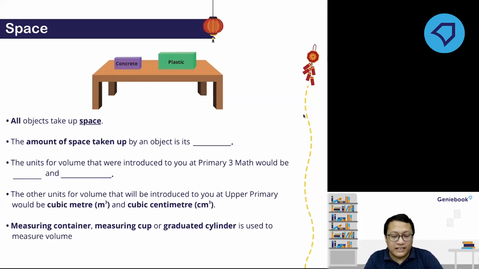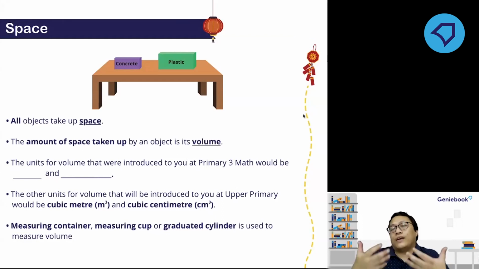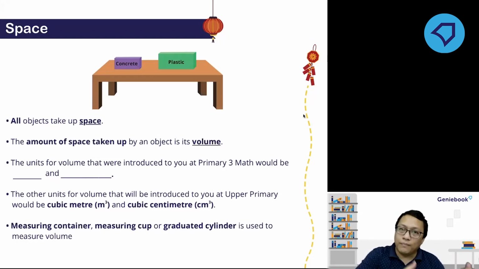So the amount of space taken up by an object is called its volume. So that's why when you are to explain matter having mass and occupying space, please don't mention volume, because volume is not right to be put in the explanation. Volume is the amount of space taken up by matter. So whenever you are to explain something, whether it is matter or not, then it occupies space and has mass. Okay. So the units of volume.